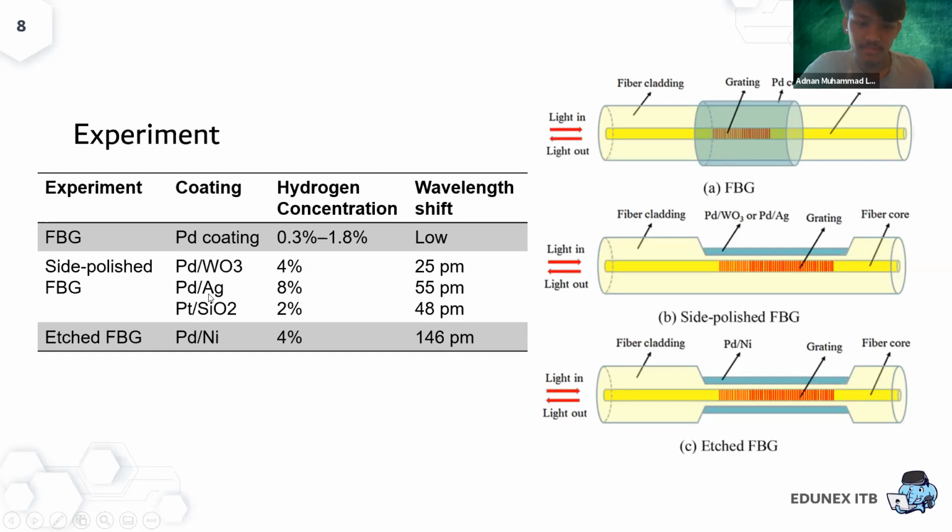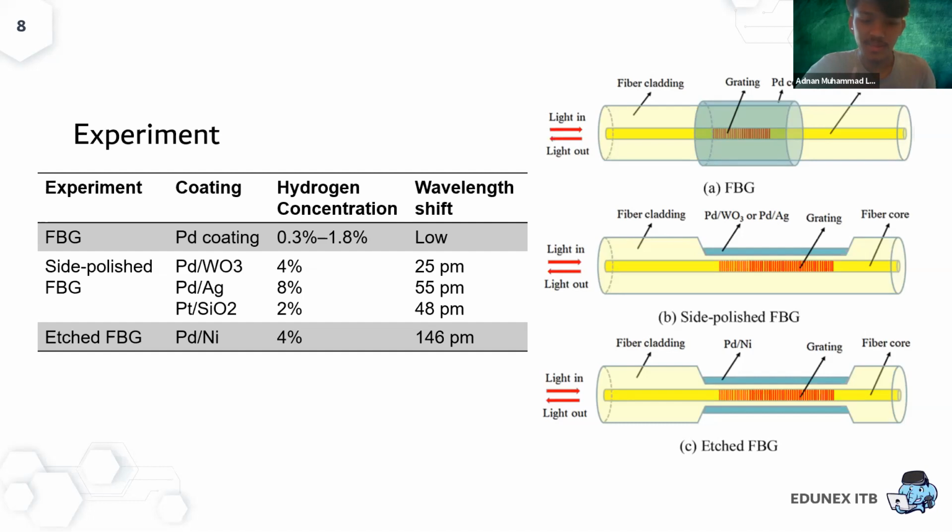Another experiment, with a coating of silver palladium, with exposure to 8% hydrogen concentration, we can have a wavelength shift of 55 picometers. And another experiment, the coating by platinum silicon dioxide, with the exposure of 2% hydrogen, we can have a wavelength shift of 48 picometers.